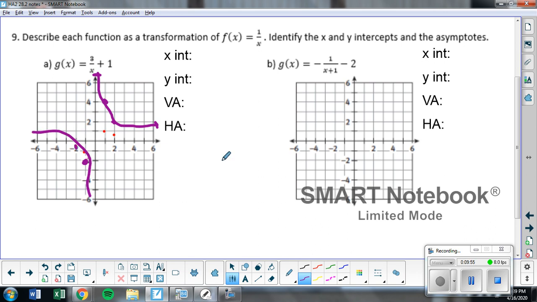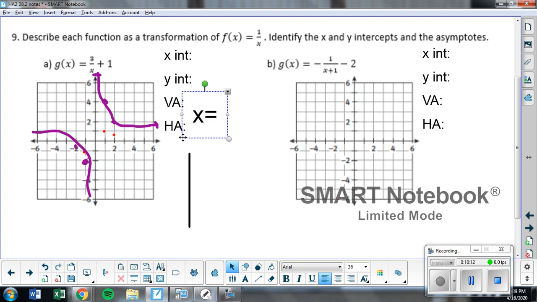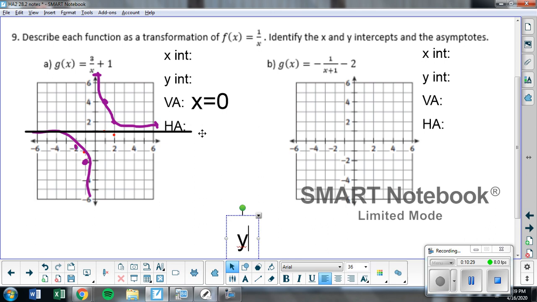Let's start with vertical asymptotes. This is where it starts in the parent function. Did it move left to right? No. So vertical asymptote, x equals 0. Horizontal asymptote was originally here. Have I moved the graph up or down? Yes, I've moved it up 1. This is my new horizontal asymptote. Height of 1, y equals 1.